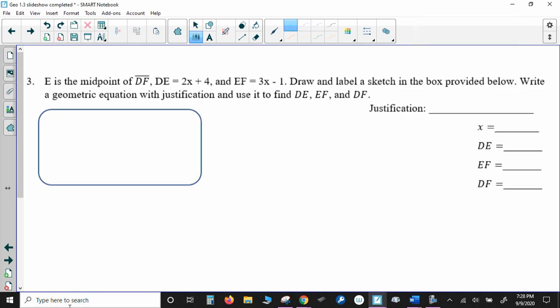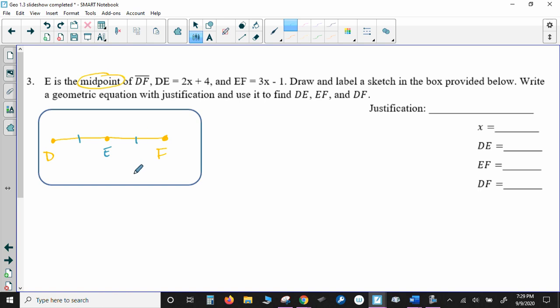Okay, so this one says that E is the midpoint. I'm going to circle the word midpoint and say midpoint means it is exactly in the middle. A midpoint bisects a segment. So E is the midpoint of DF. So I'm going to start out by drawing my segment DF, and E is the midpoint. So it's exactly halfway in the middle. And I'm going to say, all right, if it's exactly in the middle, then that means that DE and EF are the exact same length.